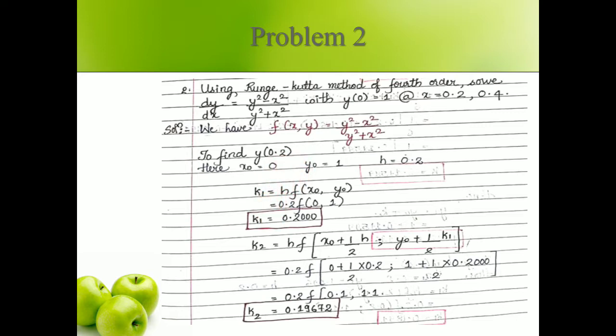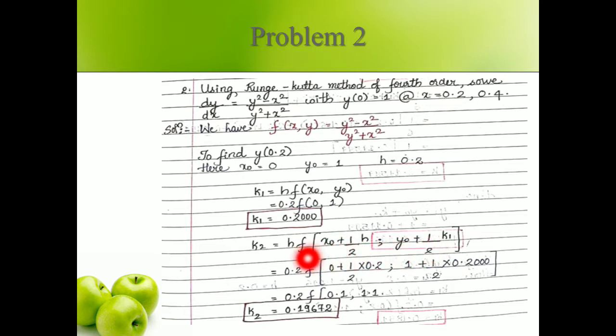So to find y at 0.2, the given values are x naught is 0, y naught is 1, and h value is 0.2. First we have to find k1. k1 is equal to h of f of x naught, y naught. Substituting x naught as 0 and y naught as 1 in y dash, that is (y square minus x square) divided by (y square plus x square), and then multiplying by 0.2, we get k1 value to be 0.200. Similarly, k2 will be equal to h of f of x naught plus half h, y naught plus half k1.